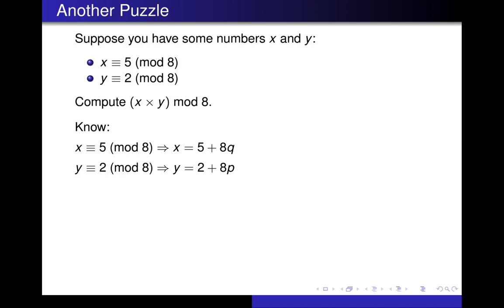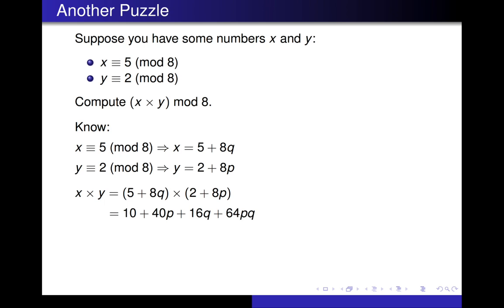All right, so if we multiply x times y, yeah, that's going to be a little bit unpleasant. We get 5 plus 8q times 2 plus 8p. We're going to have to do some foiling. So first of all, let's multiply the 5 times 2. That gives us 10. Then the outer one is going to be 5 times 8p. That's going to give us 40p. We do the inner one, that's 8q times 2. That gives us 16q. And then finally, the last one is going to be 8q times 8p. That gives us 64 times pq.